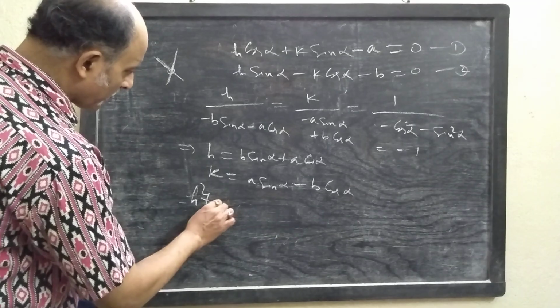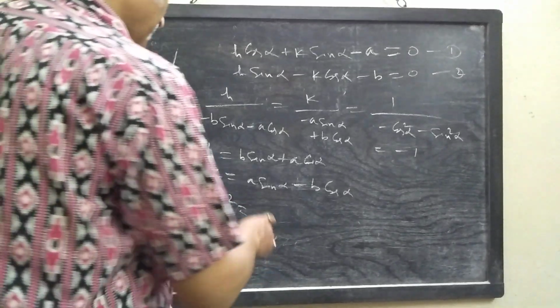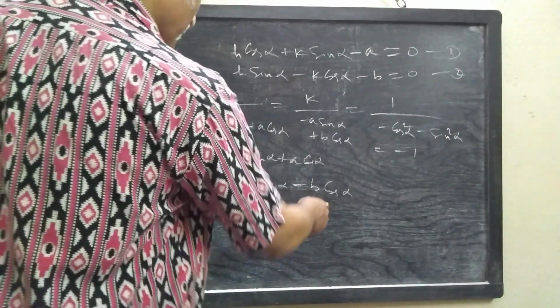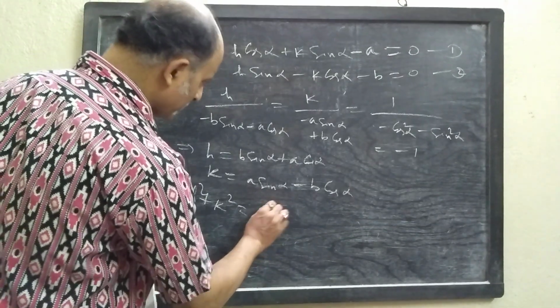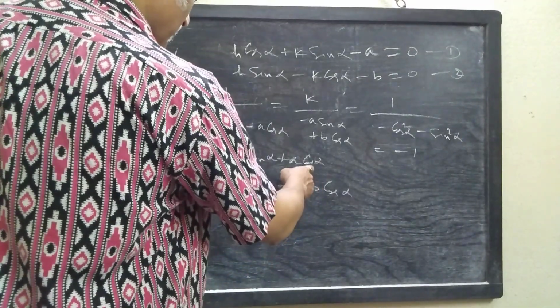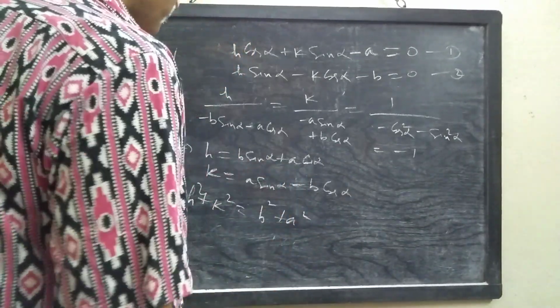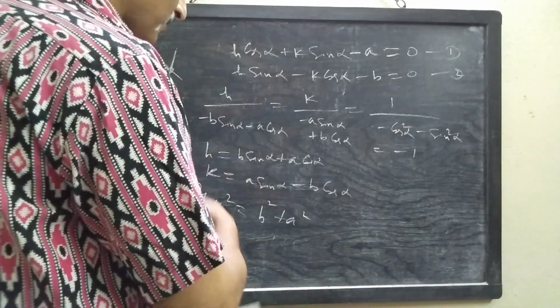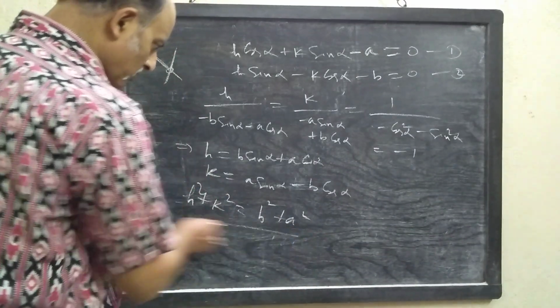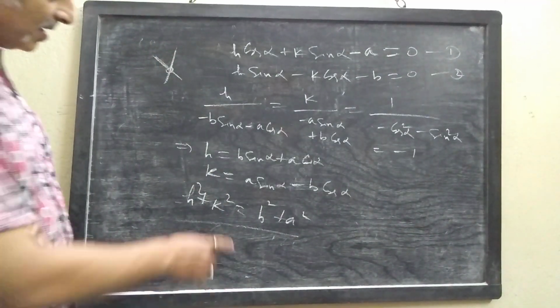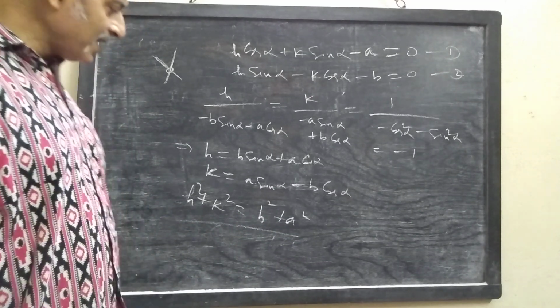h square plus k square. Then b square sin square alpha plus b square cos square alpha, this will become b square. a square cos square alpha plus a square sin square alpha, this will become a square, and plus 2ab sin alpha cos alpha minus 2ab sin alpha cos alpha, they cancel each other. So ultimately we get the relation connecting h and k.